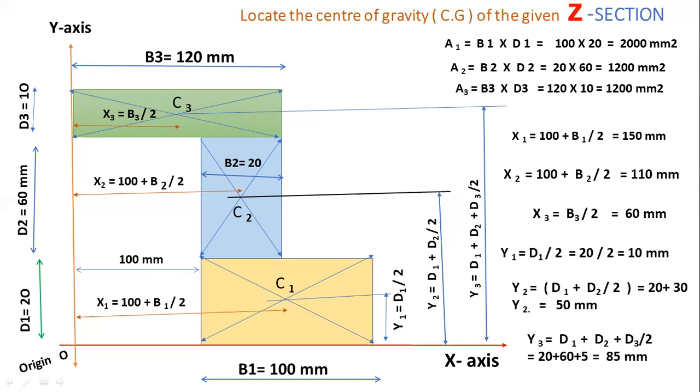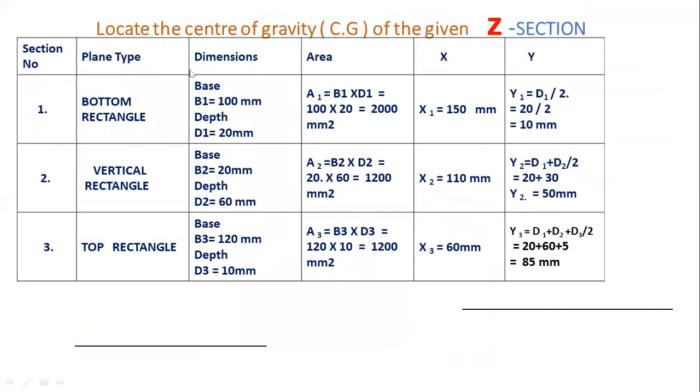Okay. Now I am considering these values in tabular form. Here I consider the bottom rectangle as section 1, the middle rectangle as section 2, the top rectangle as section 3. These are the corresponding dimensions. These are the individual areas, and x1, x2, x3 are the distances of centroids from the y-axis. Y1, Y2, Y3 are the distances of centroids from the x-axis.